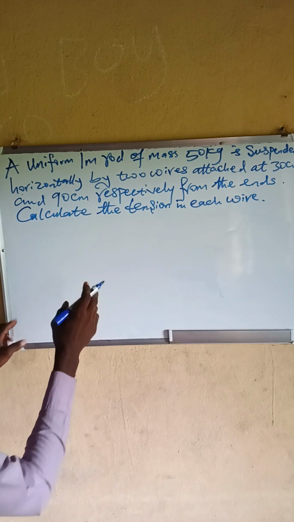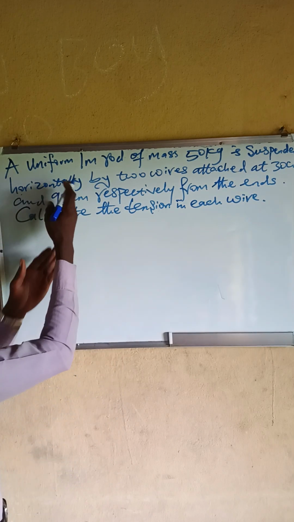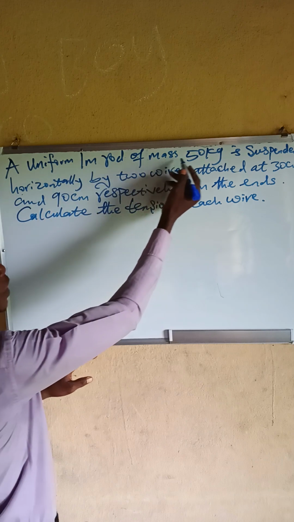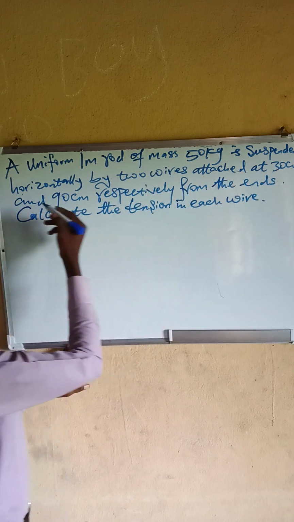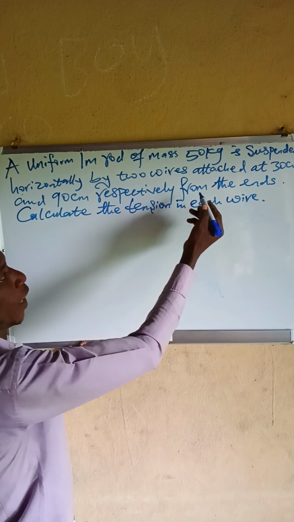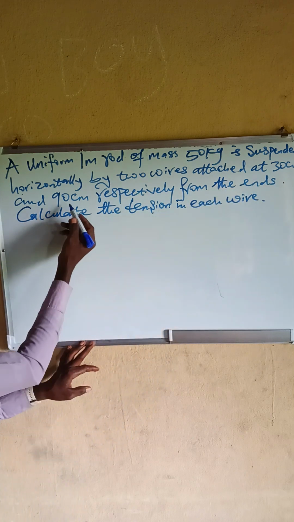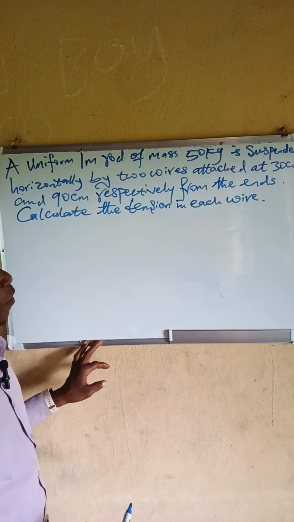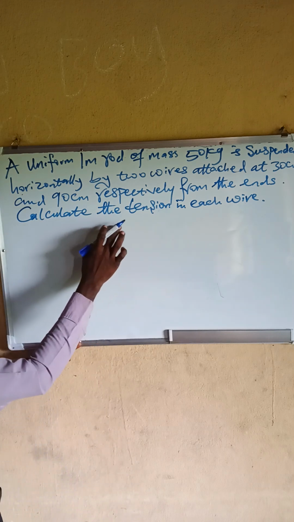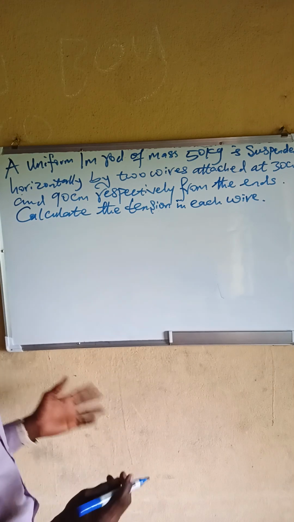Okay, you are given this question. A uniform 1 meter rod of mass 50 kg is suspended horizontally by two wires attached at 30 cm and 90 cm respectively from the ends. Calculate the tension in each wire. So how do we solve this?